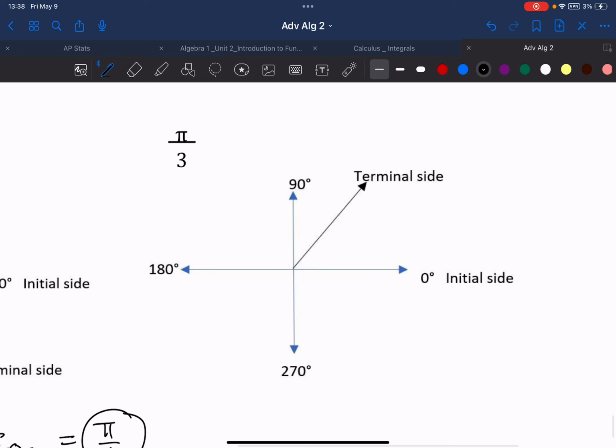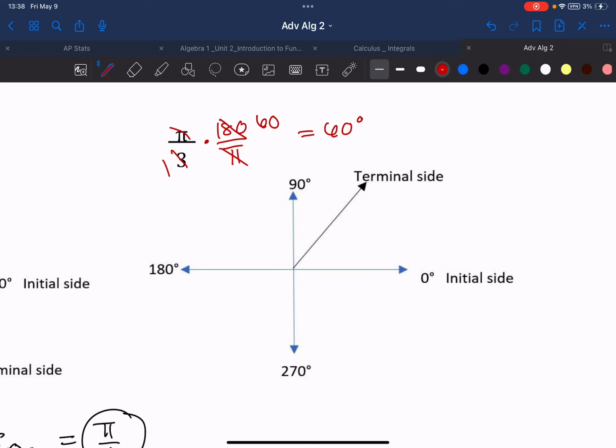Next one here, we have pi thirds. First I'm going to turn pi thirds into degrees by multiplying by 180 over pi. I know that the pi values cancel and that 3 goes into 180 60 times. So this is 60 degrees.